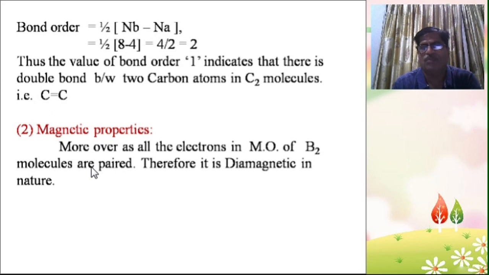Same for magnetic properties: as all the electrons in the MO of the C2 molecule are paired, it is diamagnetic in nature. Thanks.